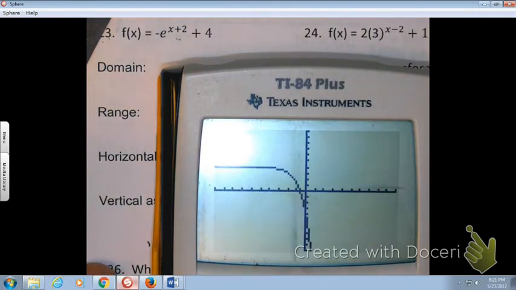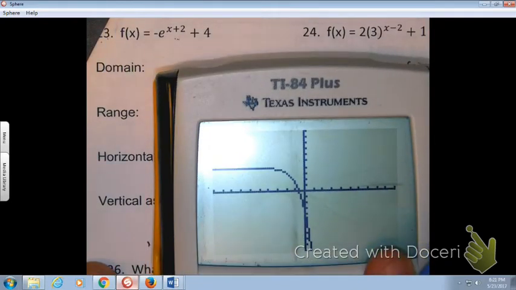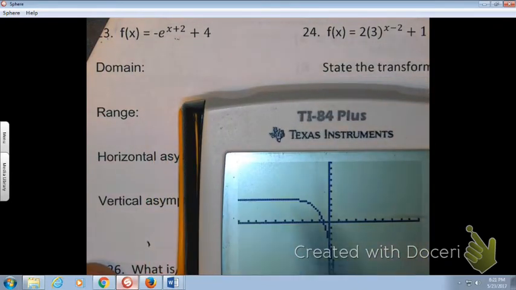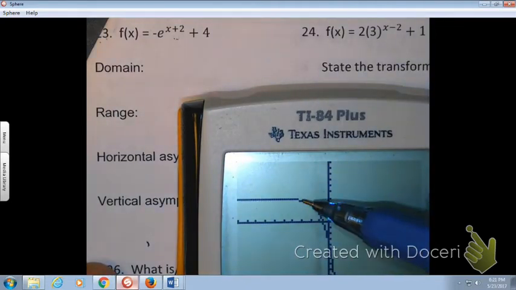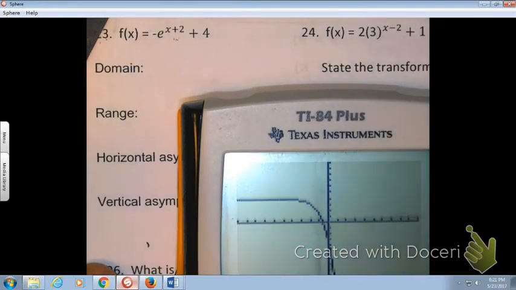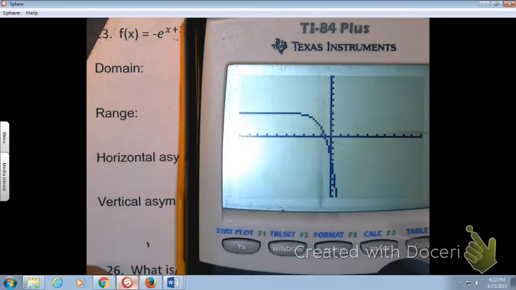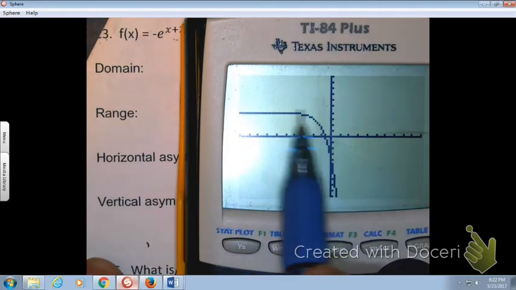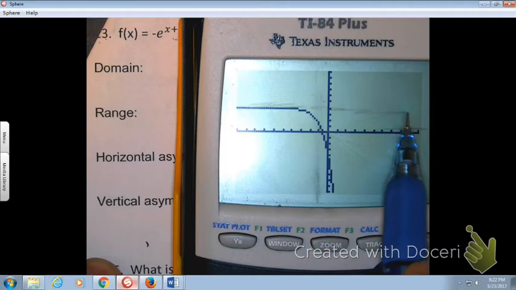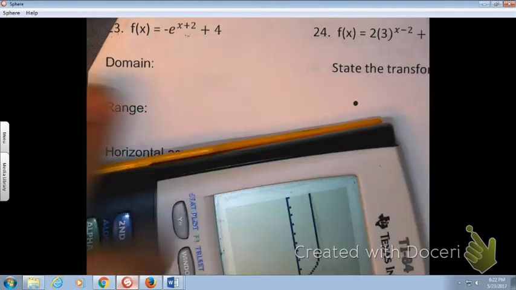Now, I mentioned that logs have an up and down asymptote. This one has a side to side. All the ones that are exponential have side to side asymptotes. So in here, this keeps going down, down, down to the right, and it keeps going and going. This one keeps going to the left, but it is never going to cross this imaginary line. So we basically have something like this.